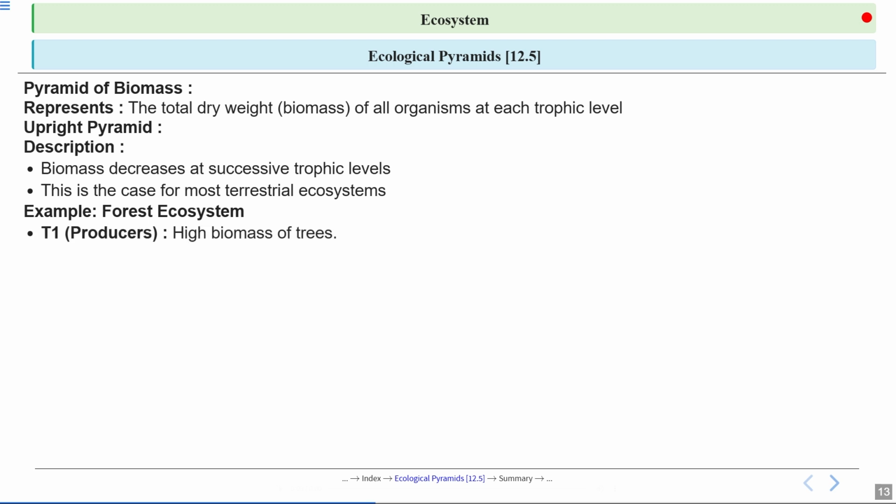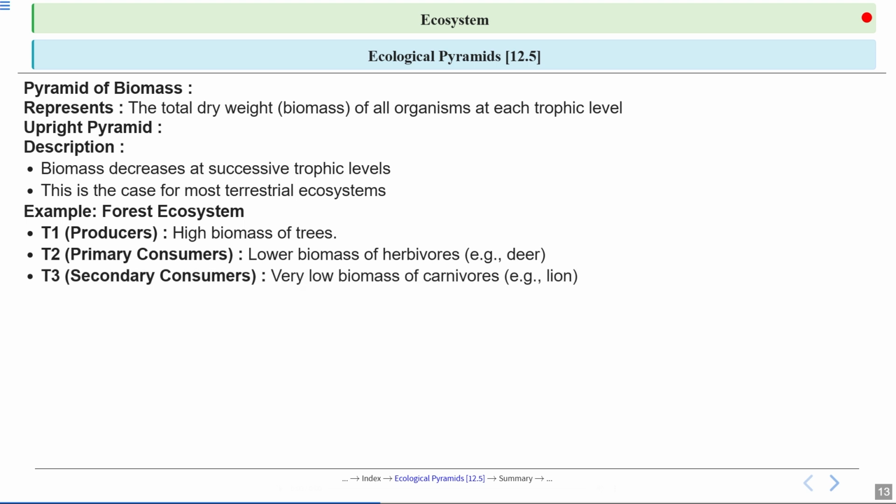An example will be the forest ecosystem. Here you can see in a forest, the base, the first trophic level, is occupied by the producers. This has the highest biomass. So trees have the highest biomass. Then you can see the second trophic level, which is occupied by the primary consumers. They have lower biomass as compared to the trees. Trophic level 2 is occupied by herbivores such as deer. It has lower biomass as compared to the producers.